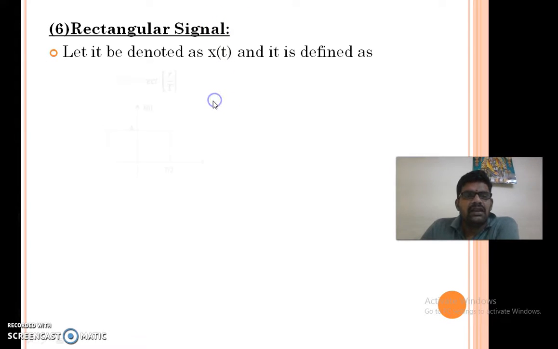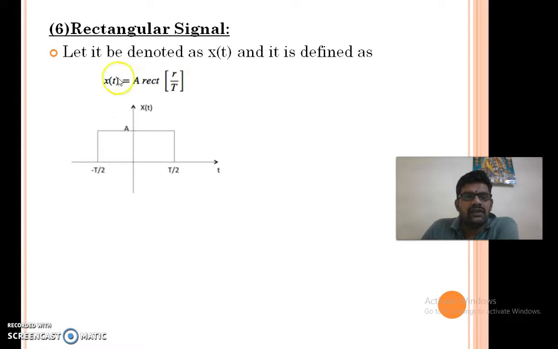Rectangular signal or rectangular function. The rectangular function general notation is this one: x of t equal to A rect of (t minus r) by T, where capital T is the width of this rectangle. If it is symmetric, it is from minus T by 2 to plus T by 2. But the width of this rectangle base is T. r is the center, where it is located.